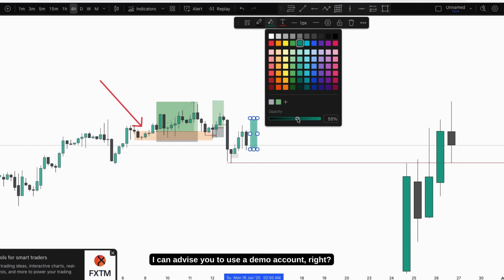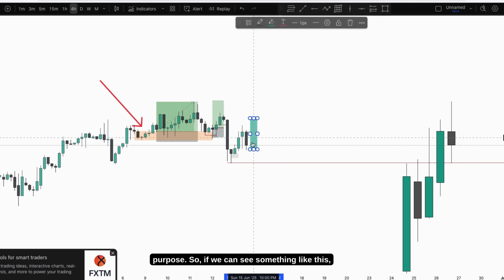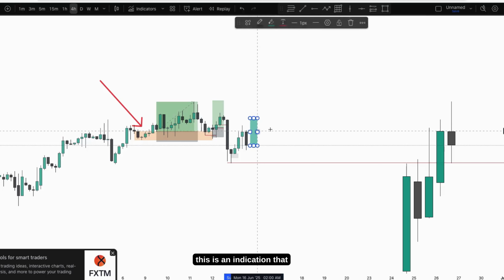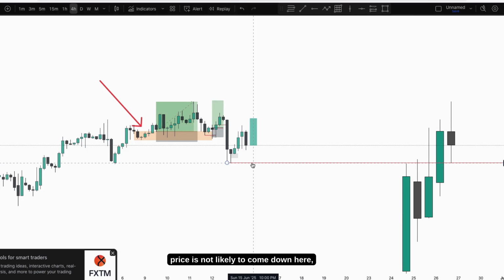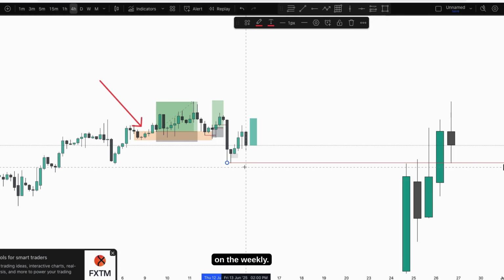I can advise you to use a demo account, right? But I'm not advising you to use your real accounts to do anything here, because this is just for educational purpose. So if we can see something like this, this is an indication that price is not likely to come down here, all right? Because we're sitting on that important level on the weekly.